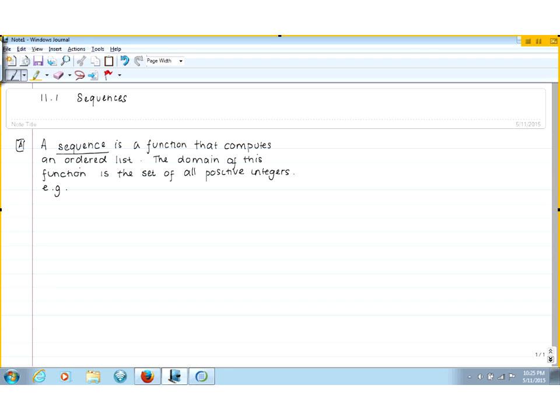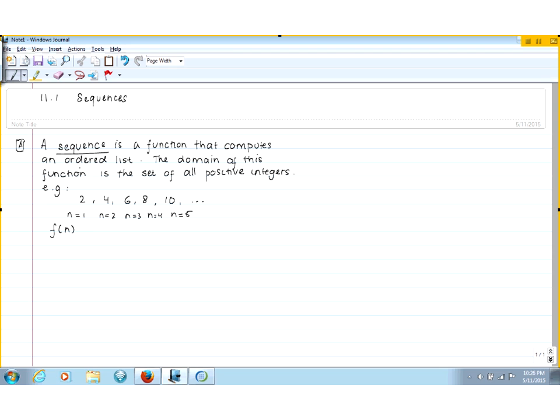So an example of a sequence. We could just have an easy example: 2, 4, 6, 8, 10, and so on, meaning the sequence goes on forever. Now this is when n is equal to 1. This is when n is equal to 2. n is equal to 3. And here when n equals 4. And this is when n is equal to 5. Yeah, so each of these are called terms.